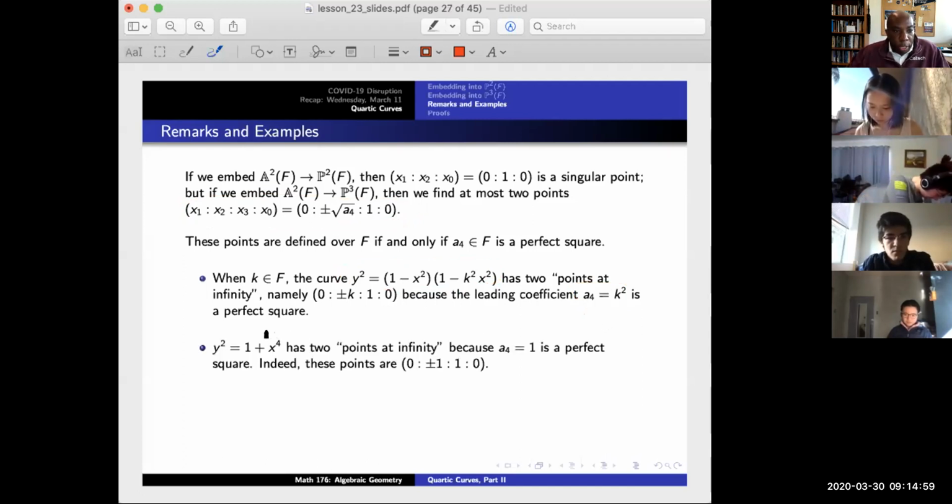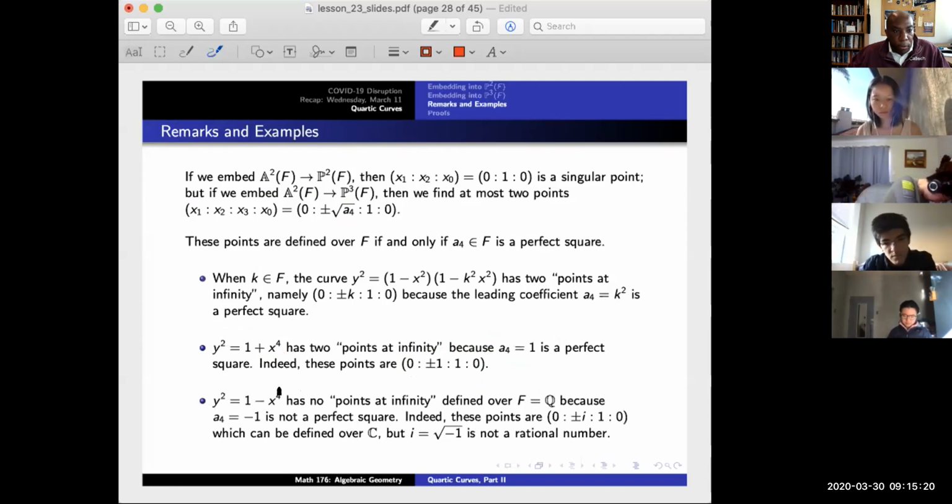If instead we consider this slightly different example, y squared is equal to 1 minus x to the fourth, we again find 2 points at infinity because the leading coefficient is a perfect square. And in this case, the 2 points will correspond to these here, of course, sitting inside of P3.